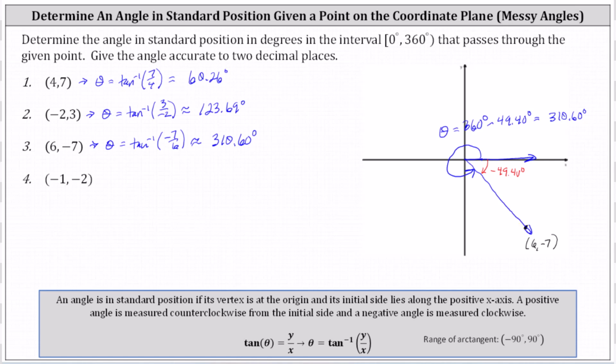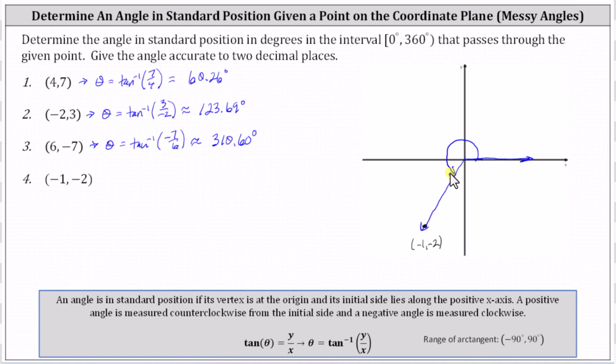And then finally, for the last example, we have the point (-1, -2) in the 3rd quadrant, which we'll say is approximately here, and we're looking for this angle here. Notice the angle will be between 180 and 270 degrees. We also know the angle theta is equal to inverse tangent of -2 divided by -1, which we can simplify to inverse tangent of 2.